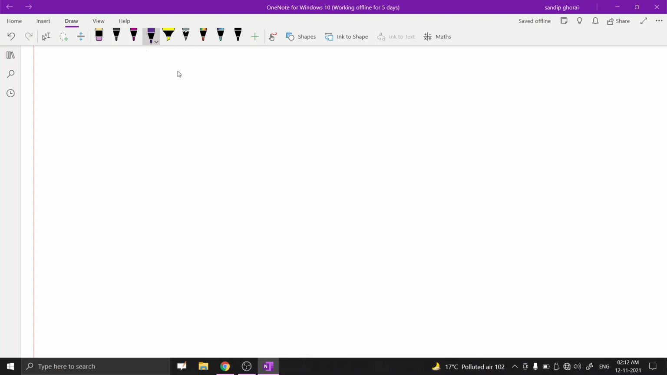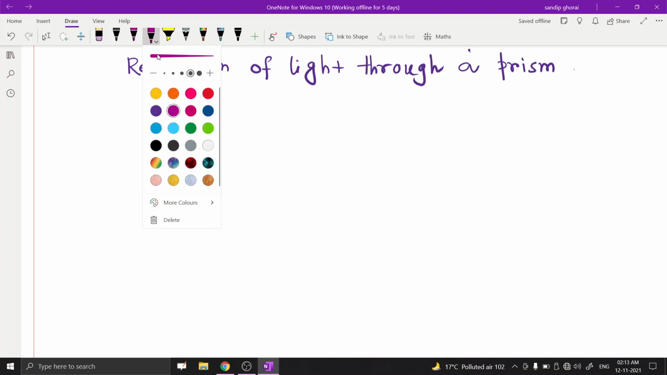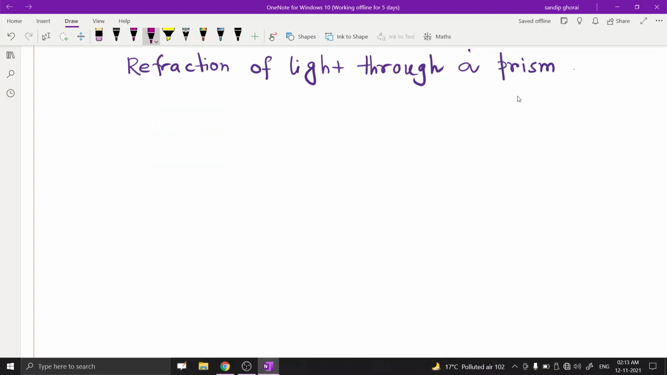Now today we will discuss refraction of light through a glass prism. Okay, through a prism. At first we have to know what a prism actually is. So the first question is, what is a prism?